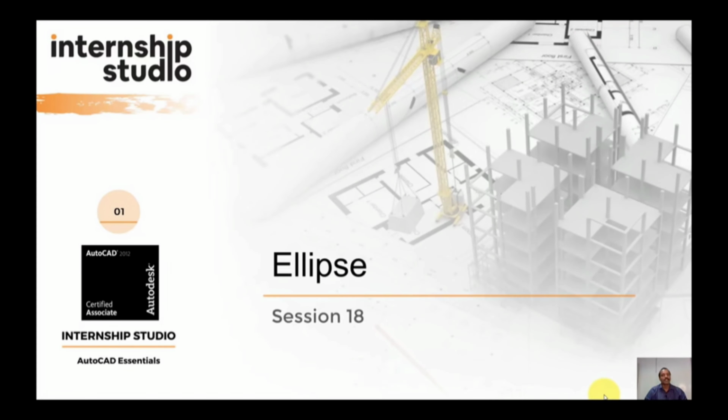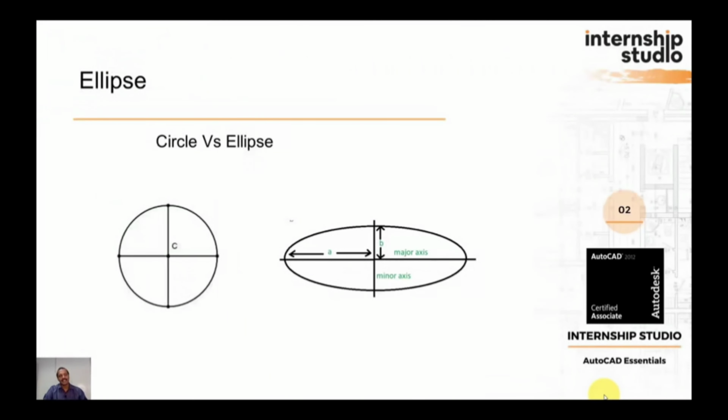We are going to discuss about the circle and ellipse command. First, let us discuss what is the similarity between these two. Both have a center point, both have a radius, and both are completely closed by 360 degrees. Okay. Then what is the difference between these two?